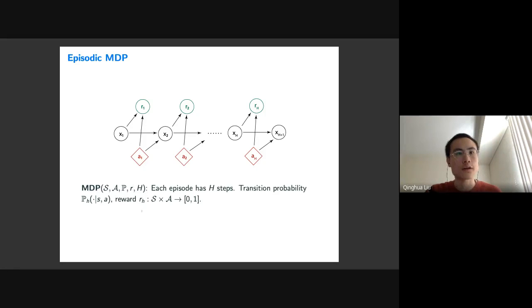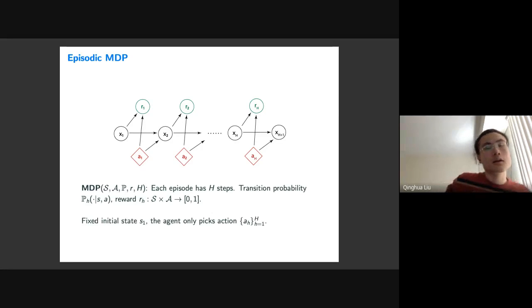And we denote the reward function by this small r, which maps a state action pair to a scalar between 0 and 1. And we denote the length of each episode by this capital H. In this talk, we will consider the exploration setting. By exploration, I mean we don't assume access to some simulator or access to some behavior policy that can guide us to collect samples. And without loss of generality, we assume we always start from a fixed initial state, S1, at the beginning of each episode.